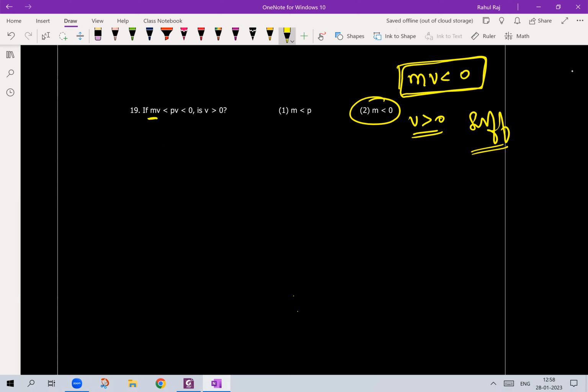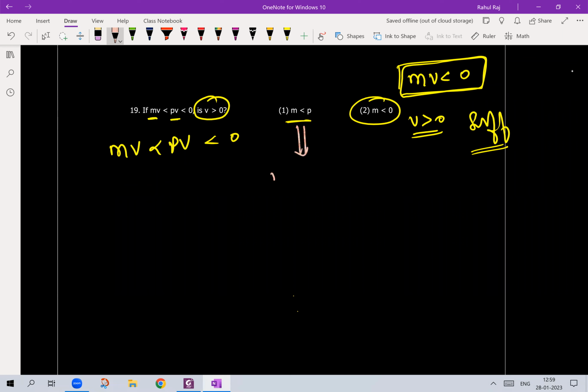It says MV less than PV. The question says MV less than PV is less than 0. It says M is less than P. And they are asking, is V positive or not? Can I 100% conclude from this particular information that M and P are of the same sign and V is of the opposite sign? For sure, 100%. Imagine, let's take the case M is less than P. Let's take when M and P are positive.